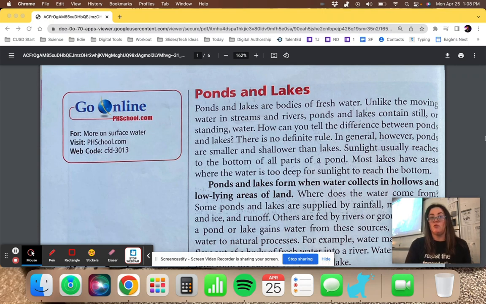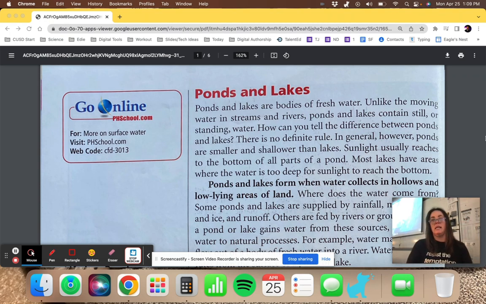How can you tell the difference between a pond and a lake? There's actually no definite rule, but in general, ponds are smaller and shallower than lakes. Sunlight usually reaches to the bottom of all the parts of a pond, but most lakes have an area where the water is too deep for sunlight to reach the bottom.